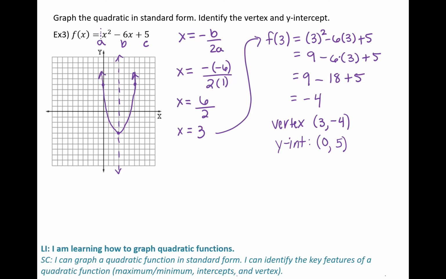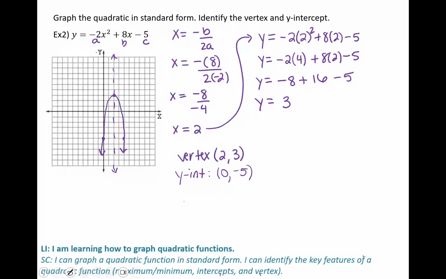The last thing, which I didn't mention on example 2, but I would like you guys to be checking, is once you have it graphed, double check. If I go back and look at my a value, was it positive or negative? In this case, it was a positive 1, which means my parabola should be going up. It does, so that's kind of a quick check to make sure you did it correctly. Let's go back to example 2 and look at that. If I look at my a value, is it positive or negative? It's negative, so that means my parabola should open down. It does, so we are in good shape.